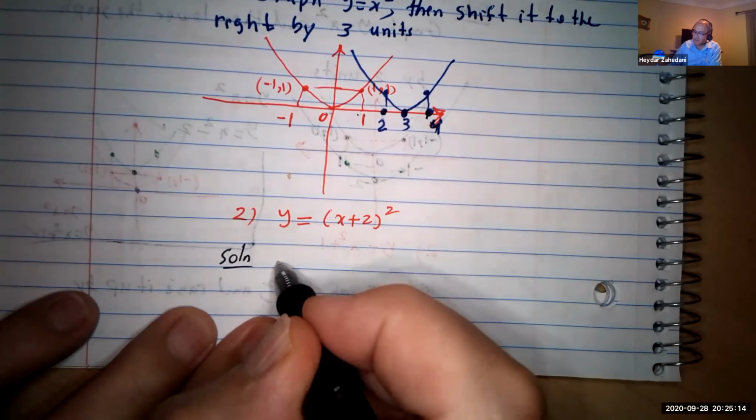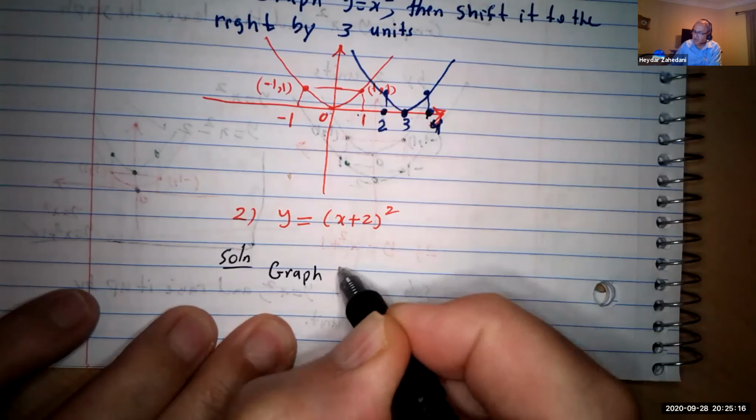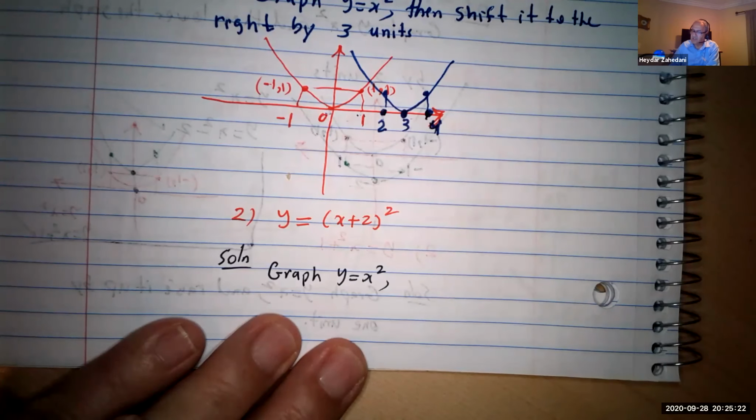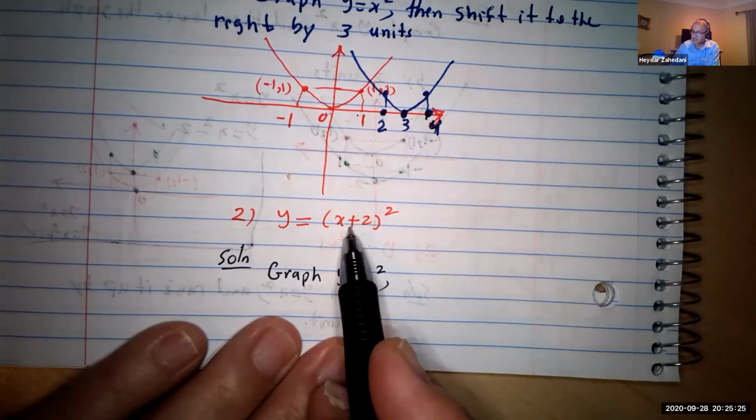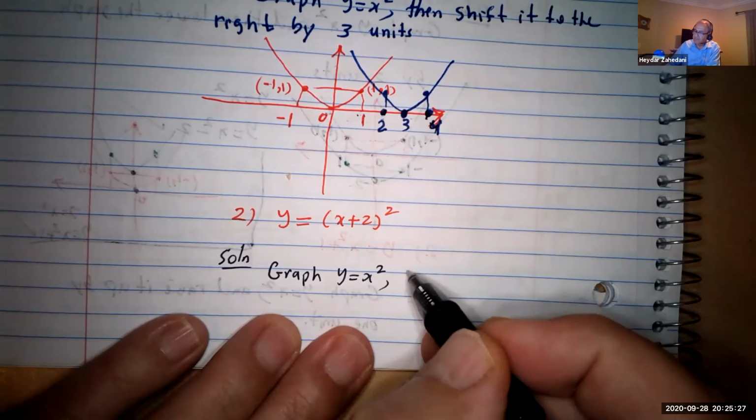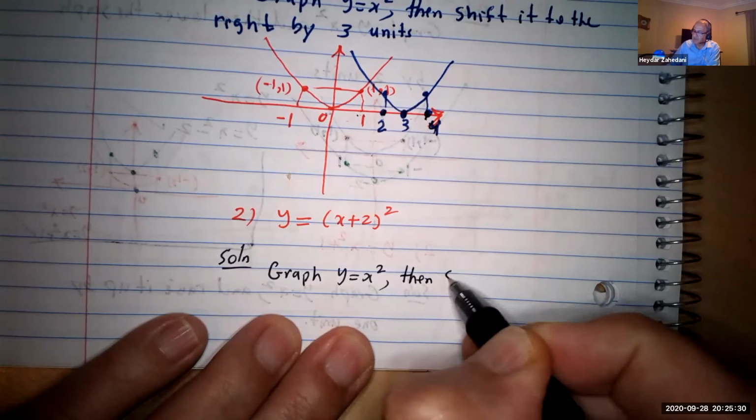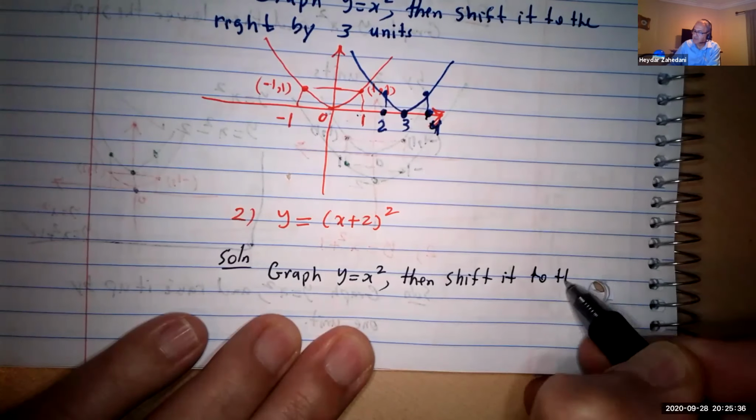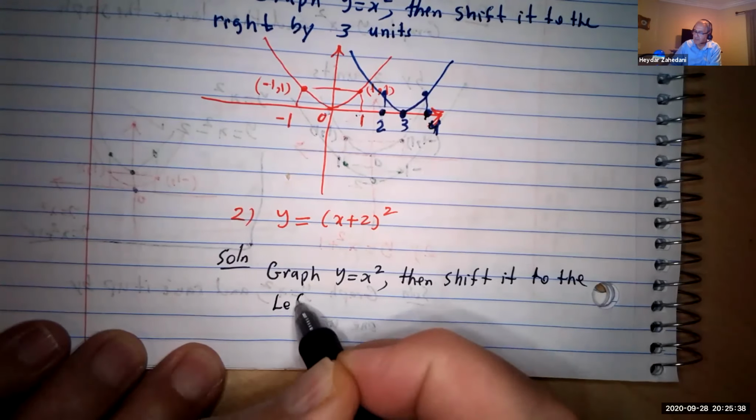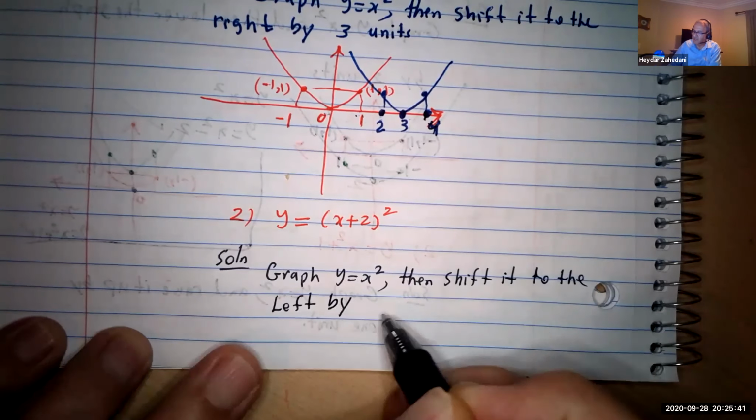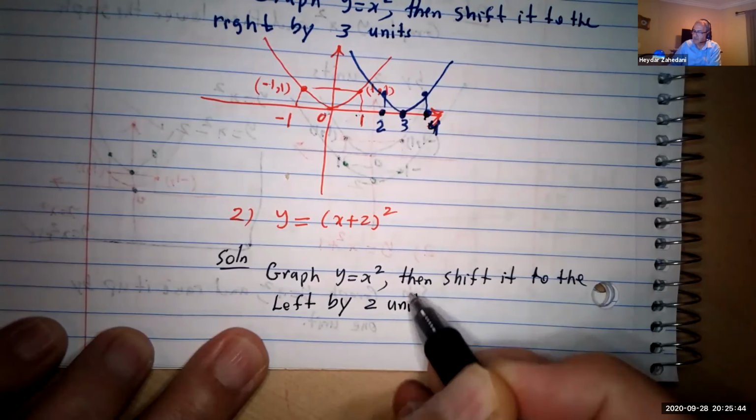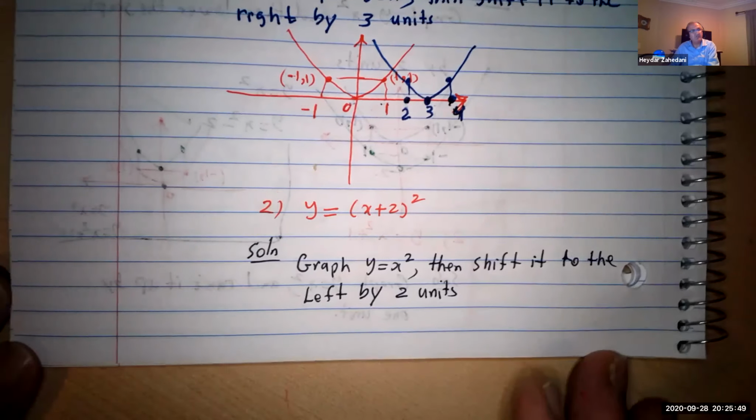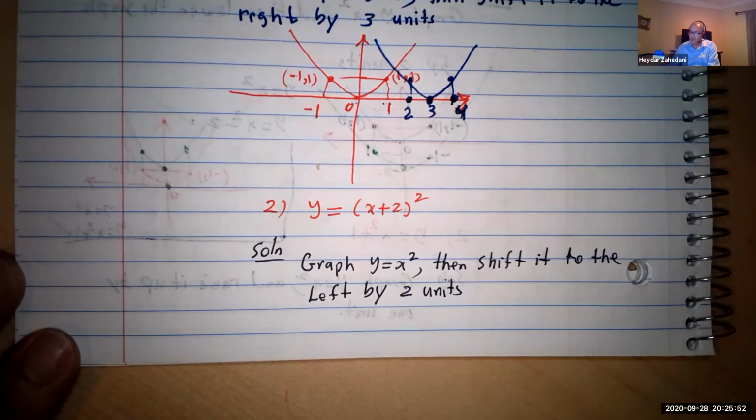So you can describe it so that you get your points in case you missed it. You have to tell us that I'm going to graph y equal to x squared first. Then I shift it to the left by 2 units. Get it first and then shift it. So let's do it.